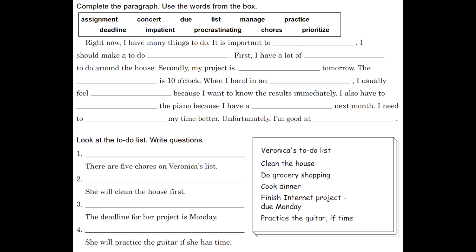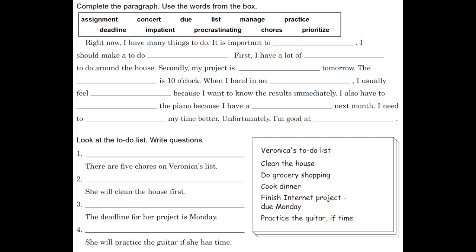Okay, and then number 2, the answer is she will clean the house first. So we can ask, what will she do first? Number 3, the answer is the deadline for her project is Monday. So we can ask, when is the deadline for her project? Or we can also ask, what day is the deadline for her project?